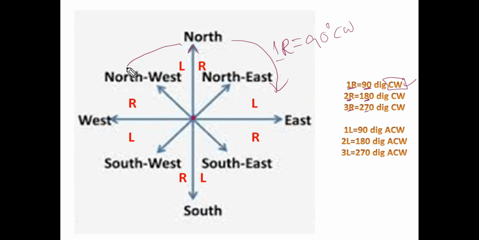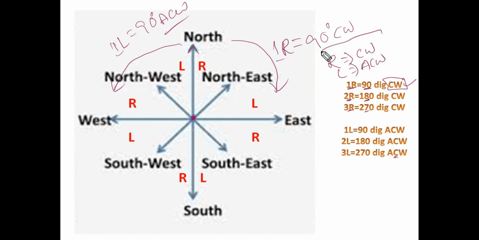In the same way, one left is exactly equal to 90 degrees in anti-clock direction. So if one left is 90 degrees anti-clock, then two times left will be 180 degrees anti-clock. Three times left will be 270 degrees anti-clockwise. So in most cases, mostly in the directions topic, we'll consider right as clockwise, left as anti-clockwise. Right means clockwise, left means anti-clockwise.